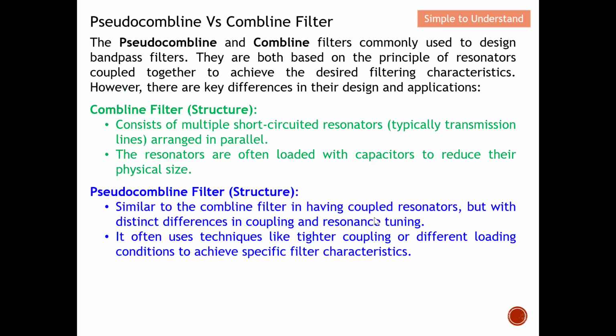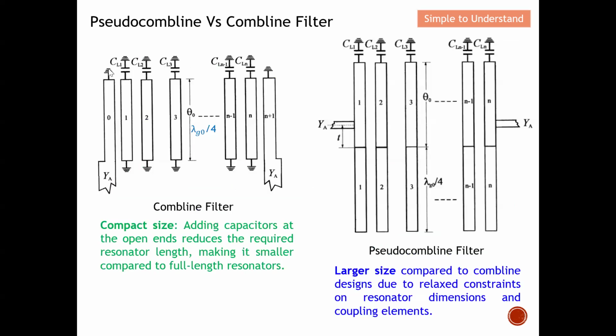So let's take a look at another one. The resonators are often loaded with capacitors to reduce their physical size. You can see here, this is what it means. They are loaded with capacitors so as to reduce their physical size. Which means that if we have this capacitor, the length can be shorter than lambda over 4. For the pseudo-Combline filter, it is the same meaning. With the capacitor, the length can also be reduced, which we are going to discuss later on.